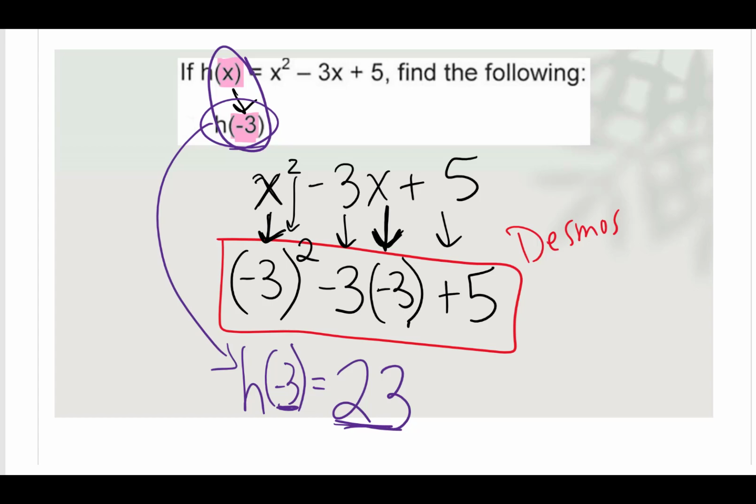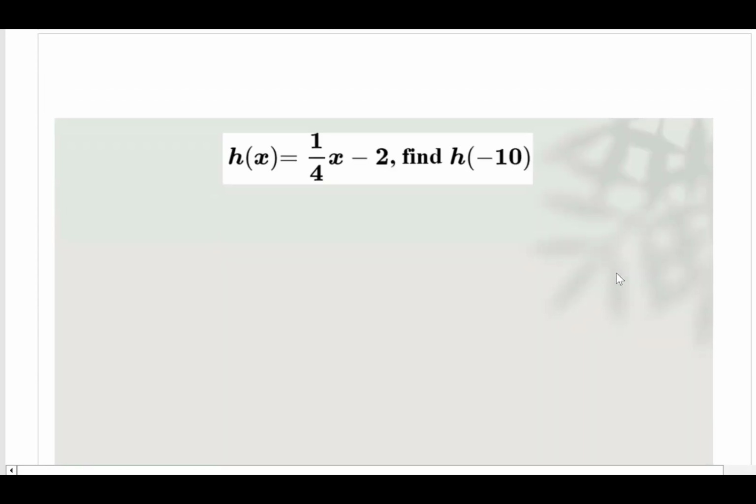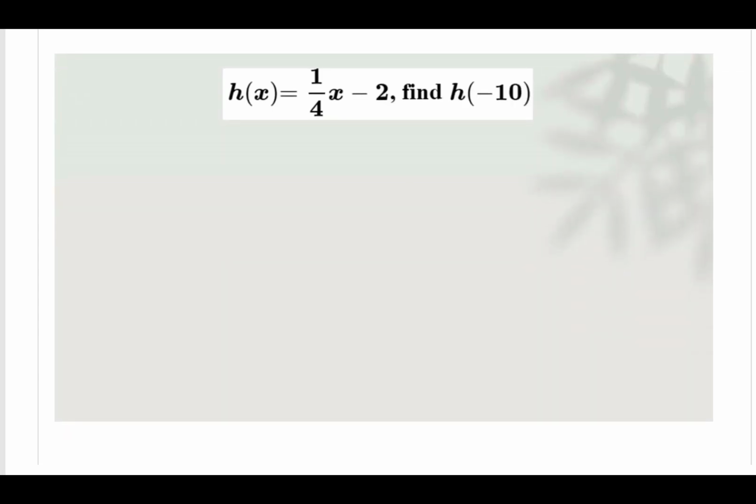Right, so you can copy like this. H of negative 3 equals 23, because that's saying when x is negative 3, the answer is 23. All right, and we'll quickly do the last two.